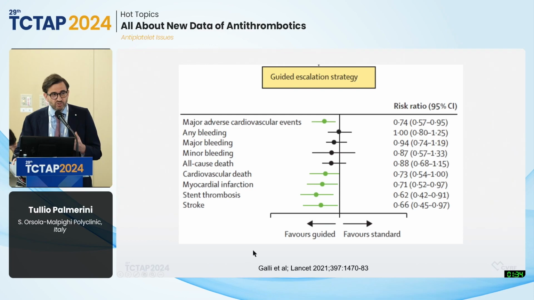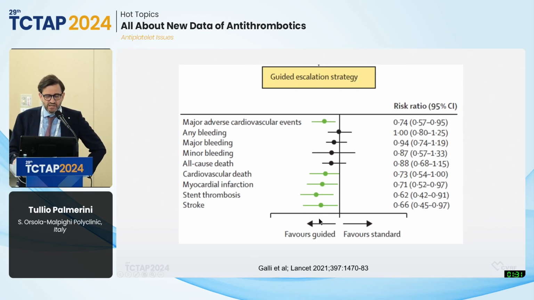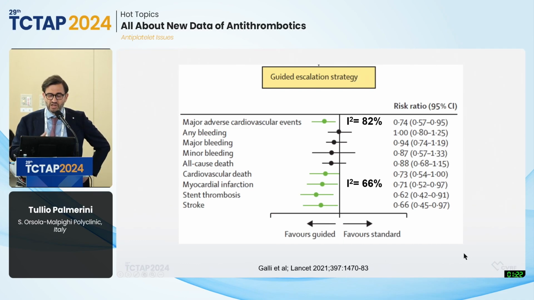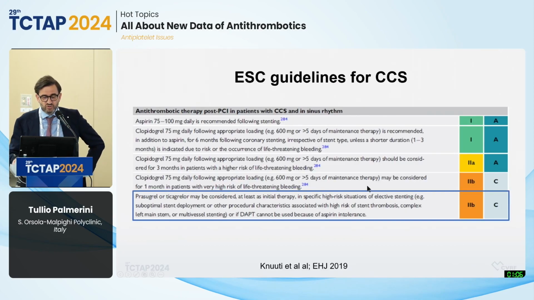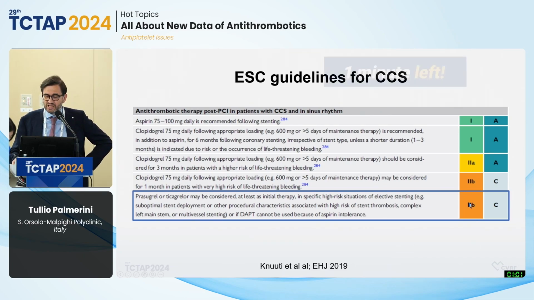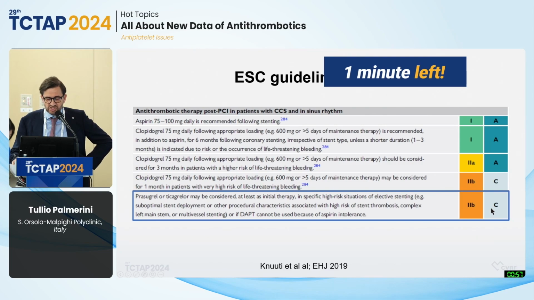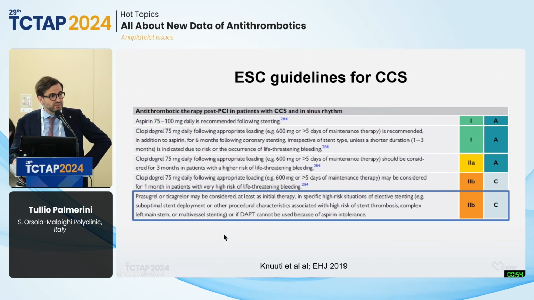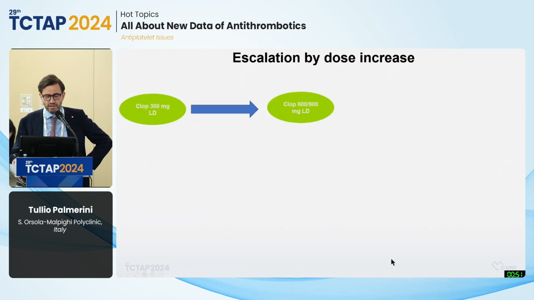All these studies have been collected in this meta-analysis, which indeed suggests that some ischemic events may be reduced with a guided escalation strategy. But this meta-analysis should be interpreted with caution because heterogeneity was very high, 82% for major adverse cardiovascular events, 66% for myocardial infarction. When you have such a level of heterogeneity, it is difficult to generalize the results of a meta-analysis. This is the reason why escalation antiplatelet therapy for patients with stable coronary artery disease at high thrombotic risk is class 2B, level of evidence C in the European guidelines.